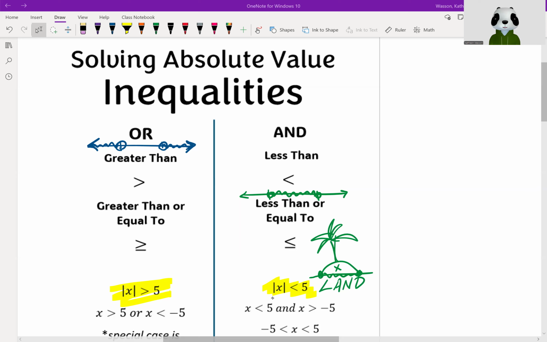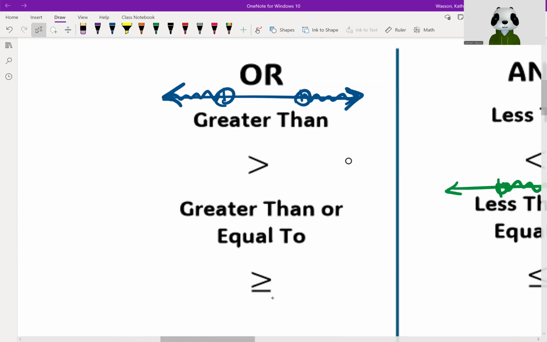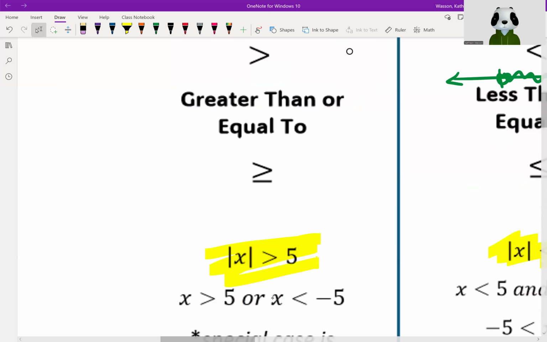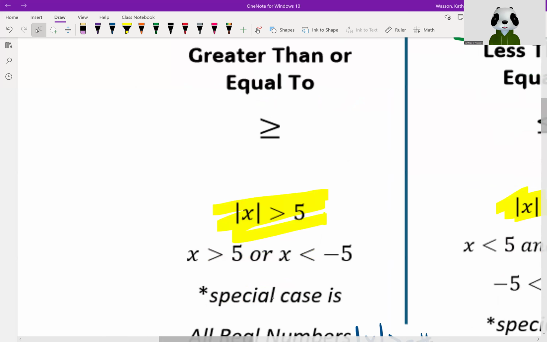I want to do a couple examples for solving absolute value inequalities that are OR inequalities. Anytime you have a greater than or greater than or equal to, when you graph, the solutions will be pointed away from each other with no intersection. You don't decide whether you have an AND problem or an OR problem until the absolute value is isolated.